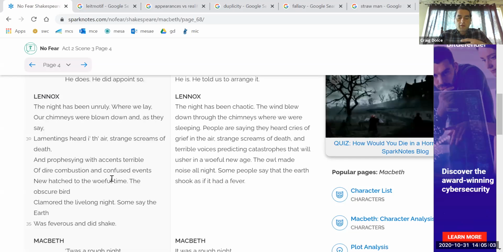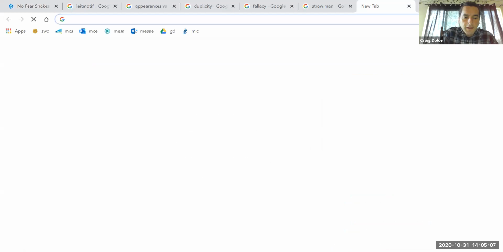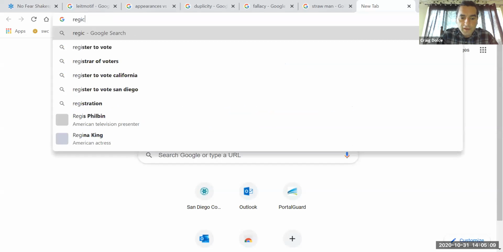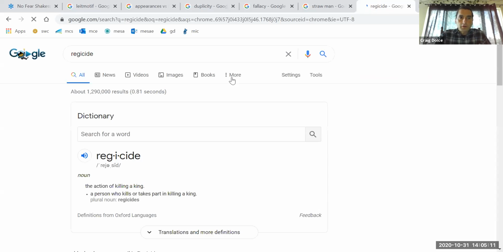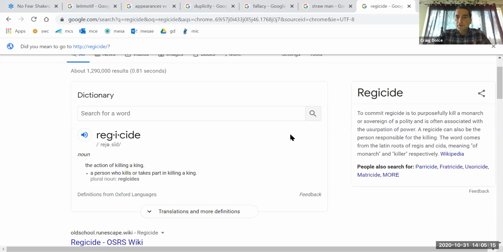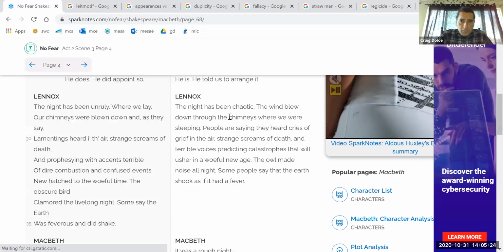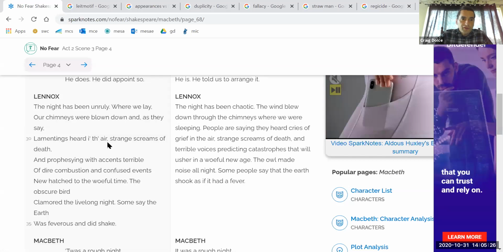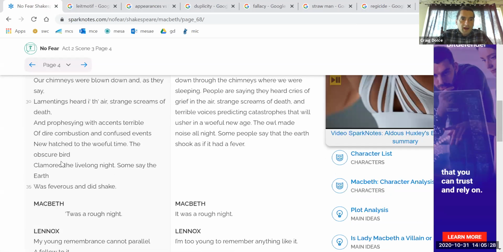nature has been revolting. And this is really important because to kill a king back then was regicide. It was a special kind of murder, because the king was considered the closest human being on earth to God. So it was like an act against God if you killed a king. So notice how in nature everything is just sheer chaos.